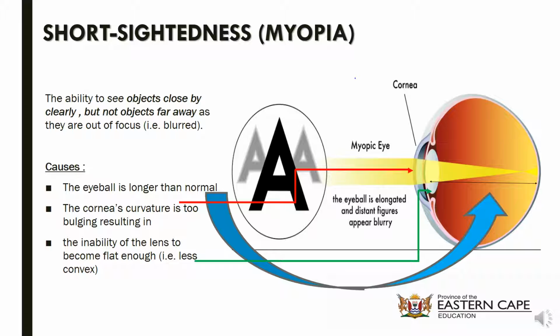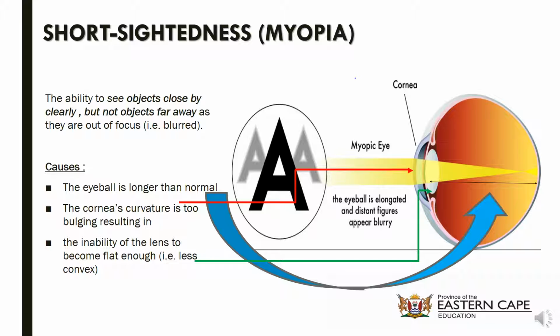So let's proceed and look at the eye defects that we are interested in today. The first eye defect that we're looking at is short-sightedness or myopia. When we talk about someone being short-sighted, when it comes to a visual defect, what does it actually mean? It means that that person has got the ability to see objects close by very well, very clearly. However, they are unable to see objects that are far away. These objects that are at a distance are going to appear blurry.